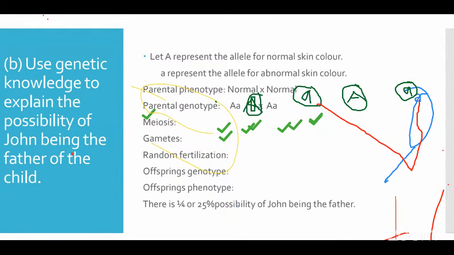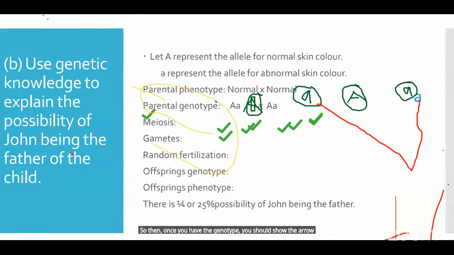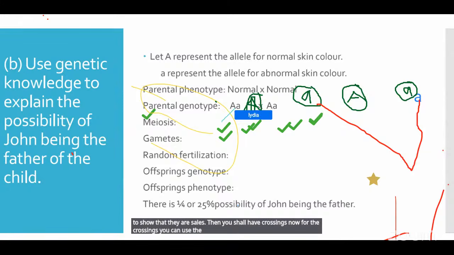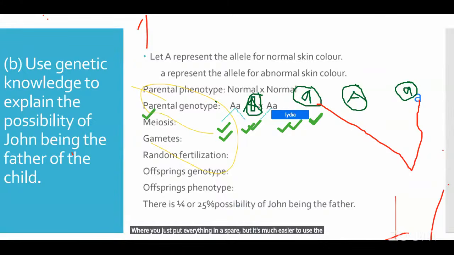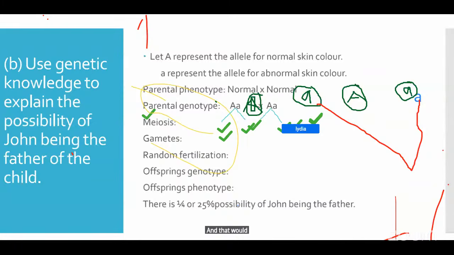So then, once you have the genotype, you should show the arrow or the process of producing the gametes, that is meiosis. Then the gametes should be put in a circle to show that they are cells. Then we shall have crossings. Now for the crossings, you can use the normal crossings or you can use a Punnett square where you just put everything in a square, but it's much easier to use the process, and that will be random fertilization.